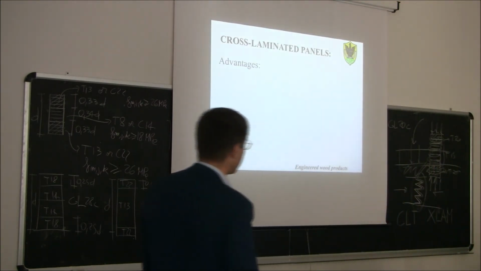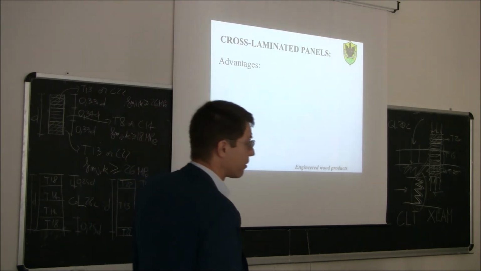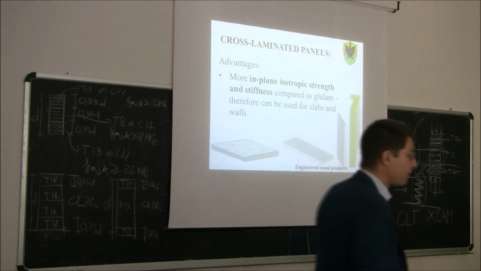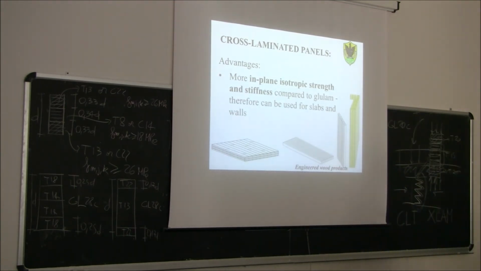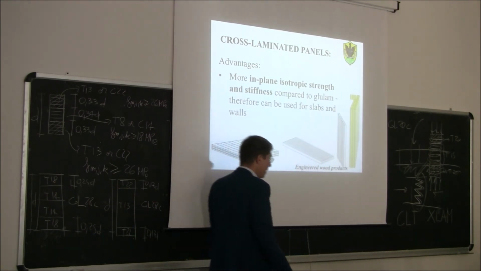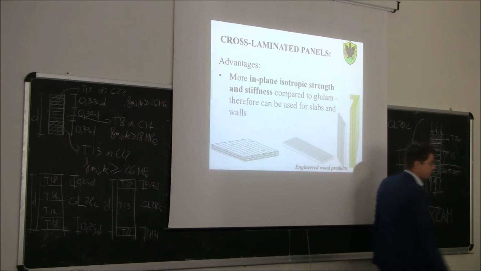So let's try now to understand what are the advantages and disadvantages of this cross-laminated panel. Advantages. Let's think about the isotropic and anisotropic behavior of wood. And let's compare a cross-lam panel with a glue laminated panel. So, in a glue laminated panel, how is the behavior in terms of anisotropy? Which is the best direction and what are the worst directions?